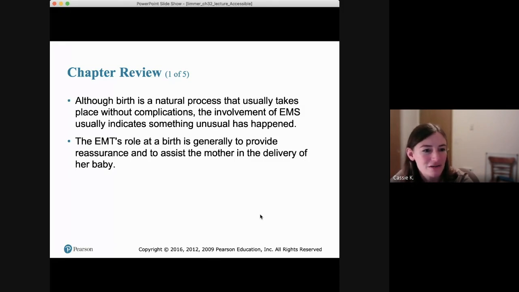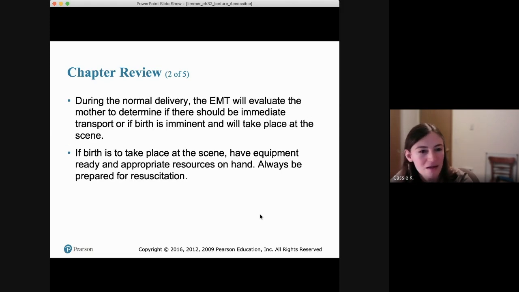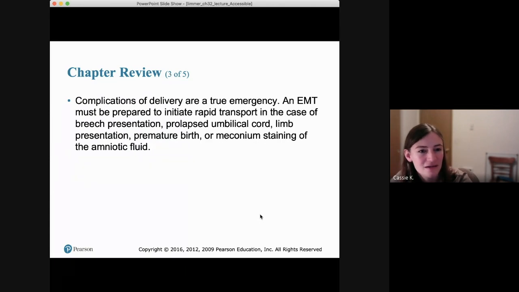The EMT's role at birth is generally just to provide reassurance and assist the mother during delivery. During a normal delivery, we're going to evaluate the mother and determine if there needs to be immediate transport or if birth is imminent and will take place at the scene. If we're going to deliver on scene, make sure we've got our equipment ready and appropriate resources. Sometimes this might mean calling another engine or another ambulance. Always be prepared for resuscitation.